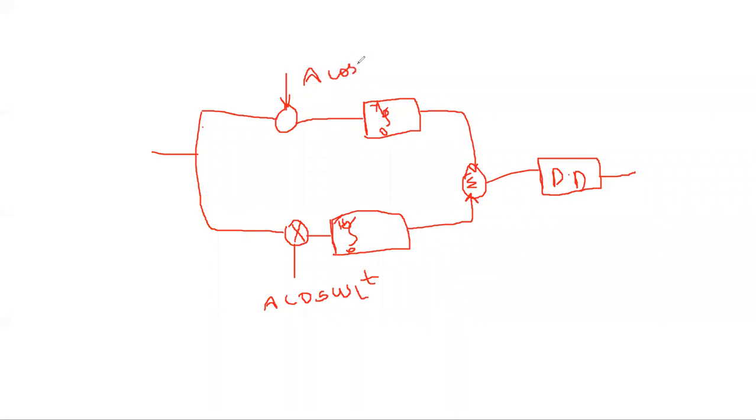A cos omega h t. So this is the conceptual arrangement of the BFSK receiver. Two multipliers are there, two integrators are there, one adder is there, and one decision device is there, and the input to this is your BFSK signal.